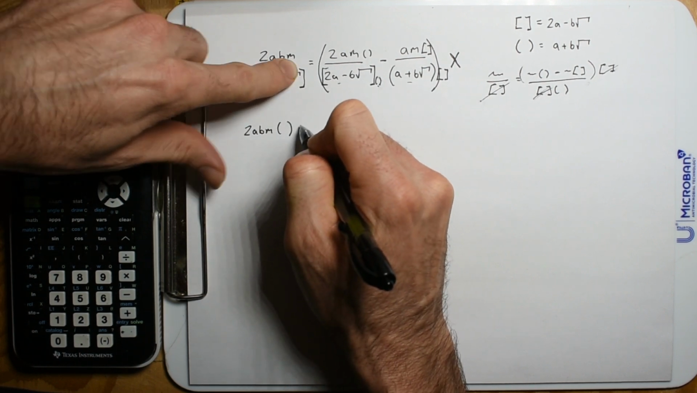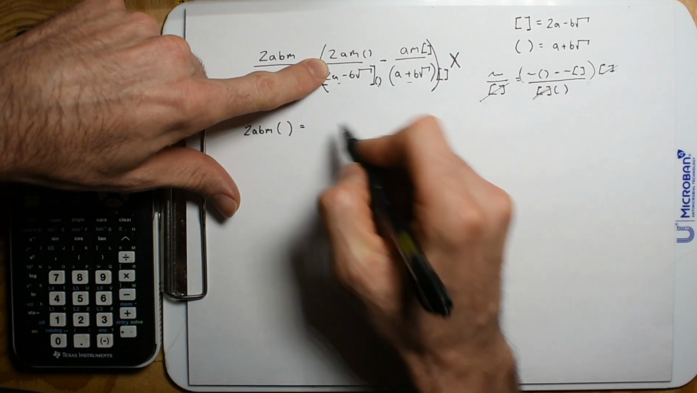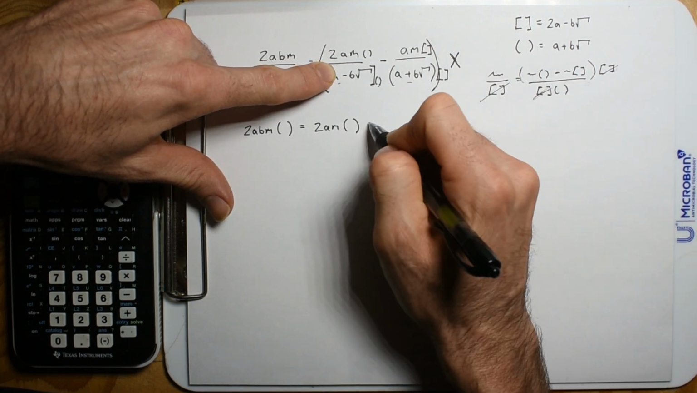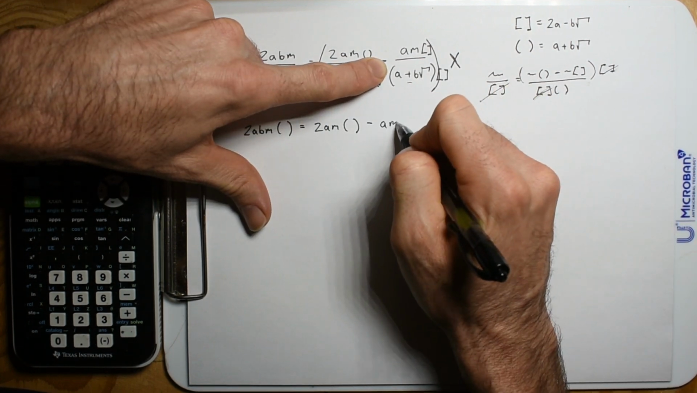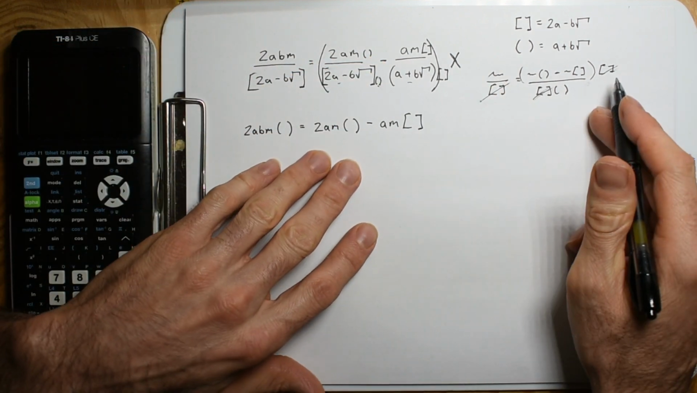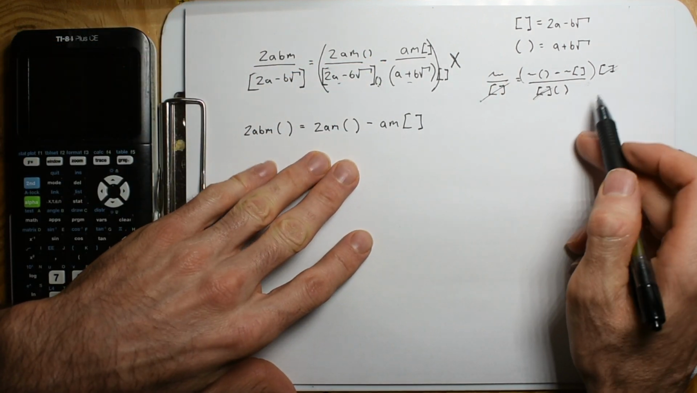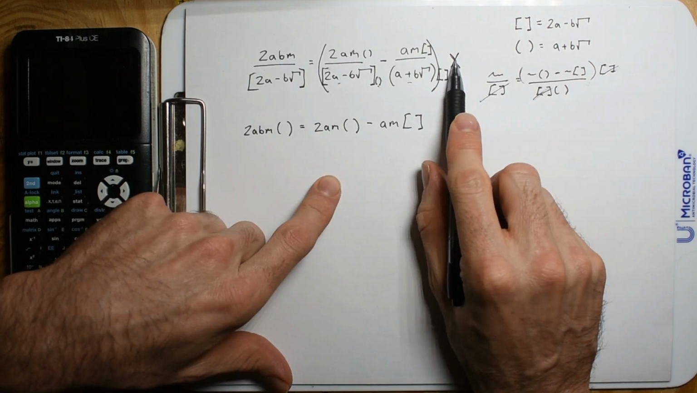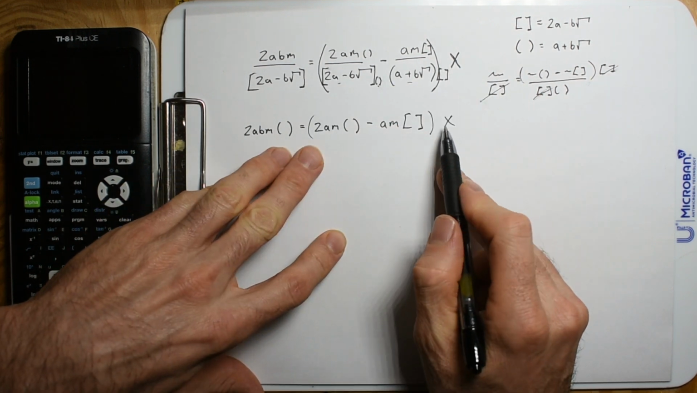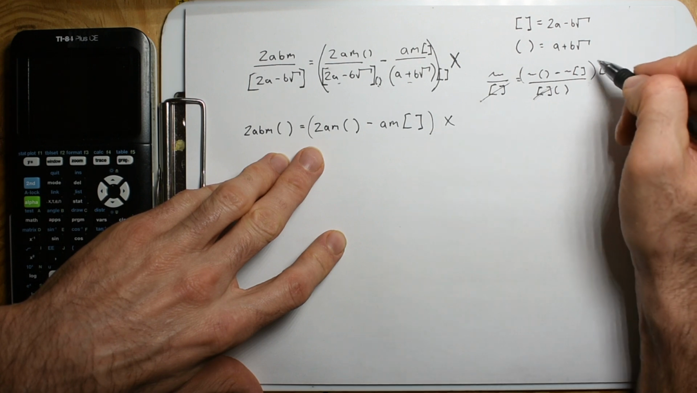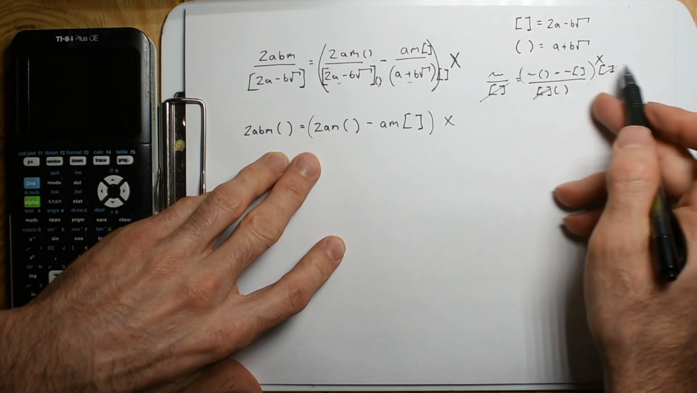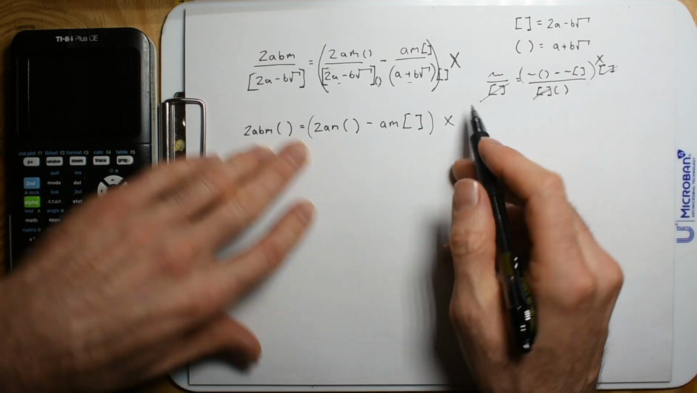So I'm going to be left with 2abm. This is equal to 2am times this, minus am times that. Okay, and we still have this x term. So we still have a function of x. That didn't change, and no harm, no foul not putting that in.